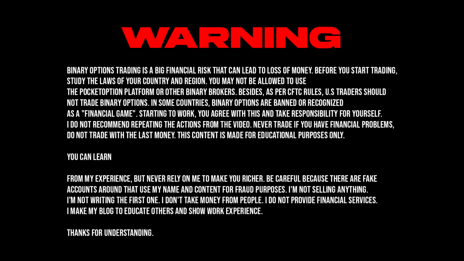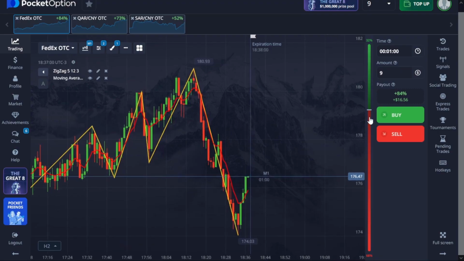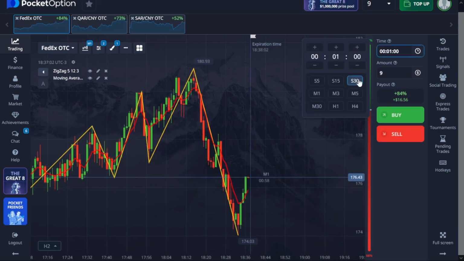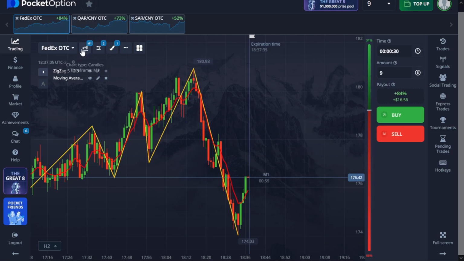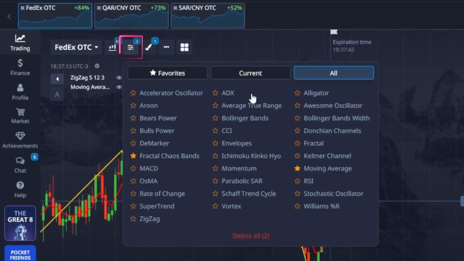In this case, I'm only going to use two indicators. More than anything, the strategy is for an expiration time of 30 seconds. We're going to use Zig Zag and moving average right now. Look at the time frame: 1 minute and 5 seconds. So, Zig Zag and moving average.